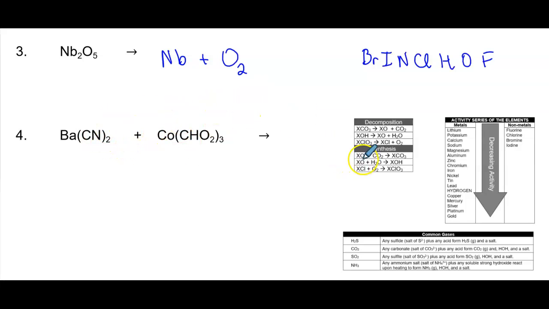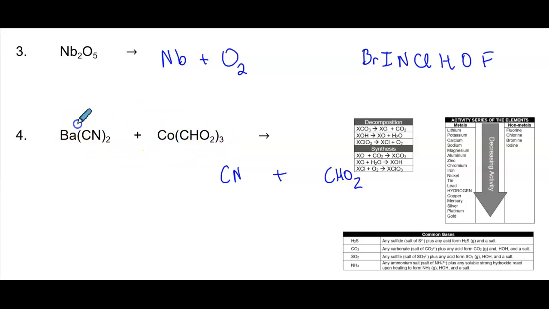Okay, I have 2 compounds. I'm checking it's not any of these. So then I'm going to check to see if it's this. I do not have an S ending, a CO3 ending, an SO3 ending, or NH4 beginning. So then it's just a double replacement. I like to say you're going to anchor the backs and switch the fronts. So I'm going to put CN and CHO2, right? Those are the pieces that make up my ions.